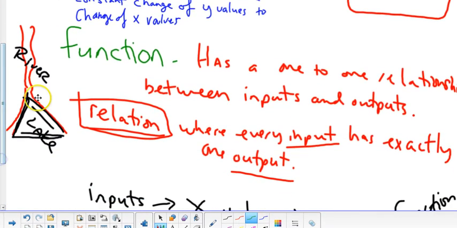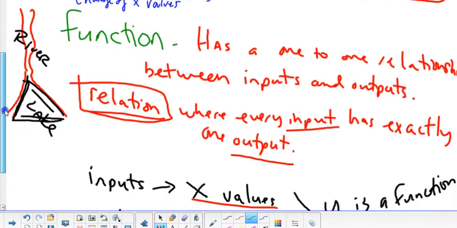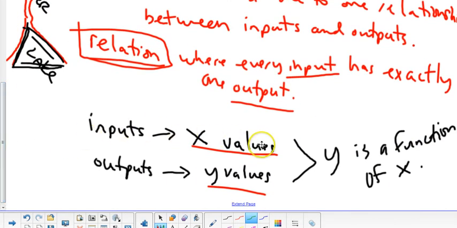Alright, so again, as a review here, a function has a one-to-one relationship between inputs and outputs. It's a relation where every input has exactly one output. That's a function. So in the last couple slides, when I put one number in for x, I get one number out for y. That is a function. The inputs are the x values, the outputs are the y values, so we could say that y is a function of x if it has that one-to-one relationship.